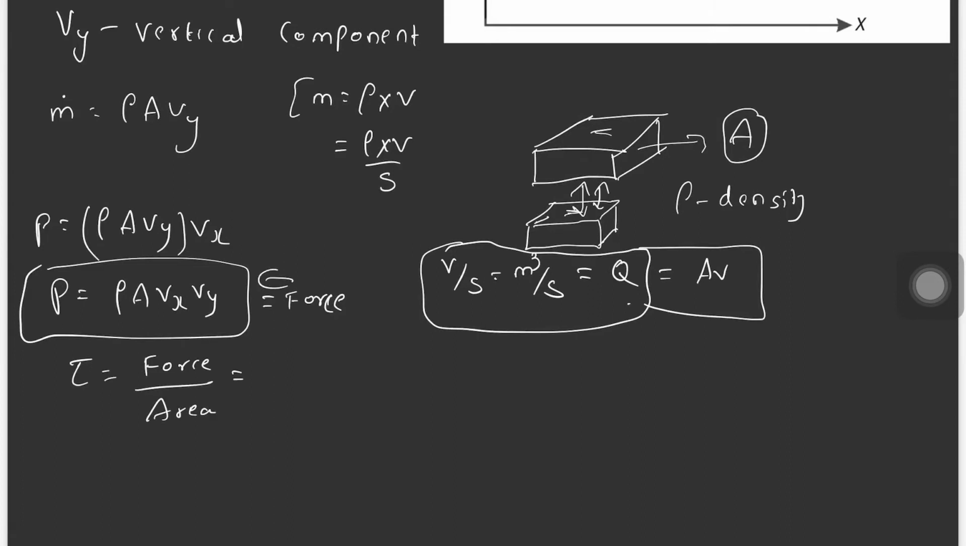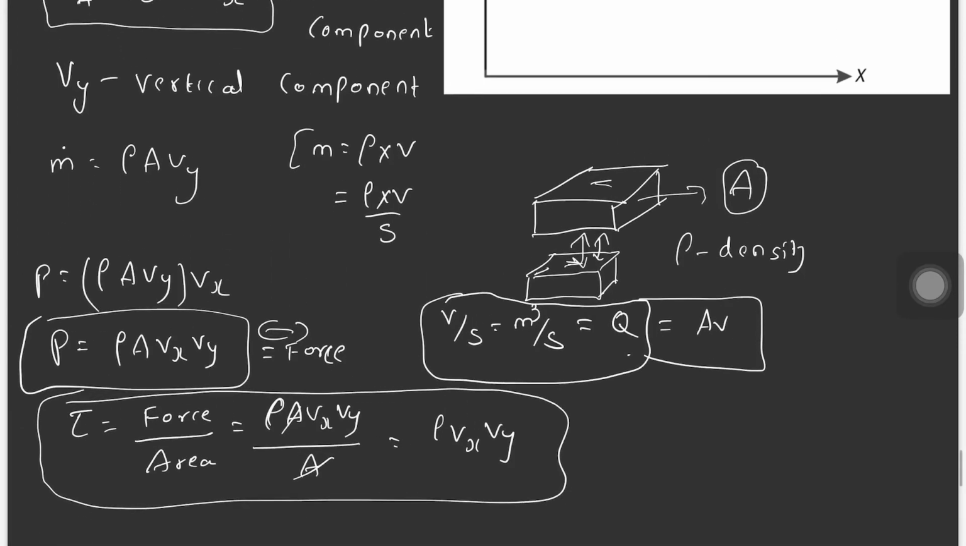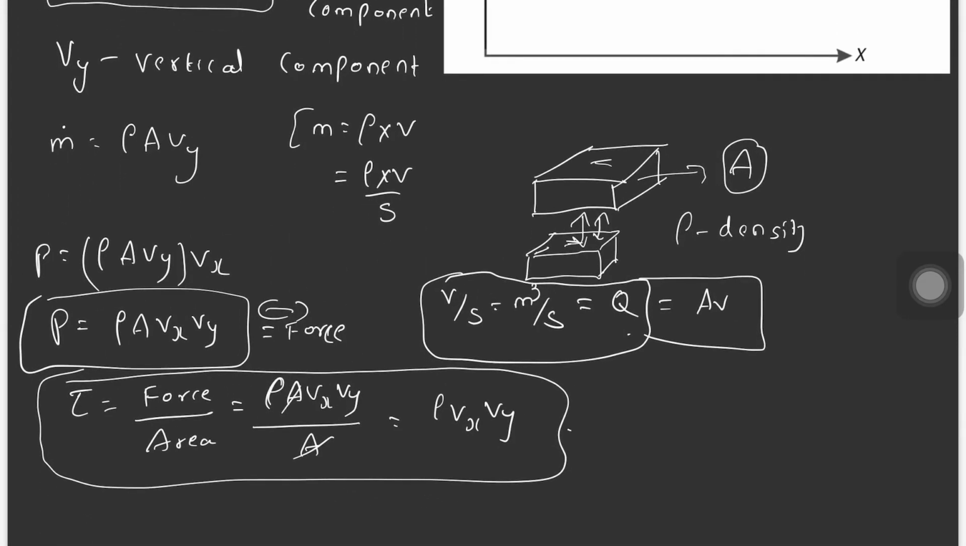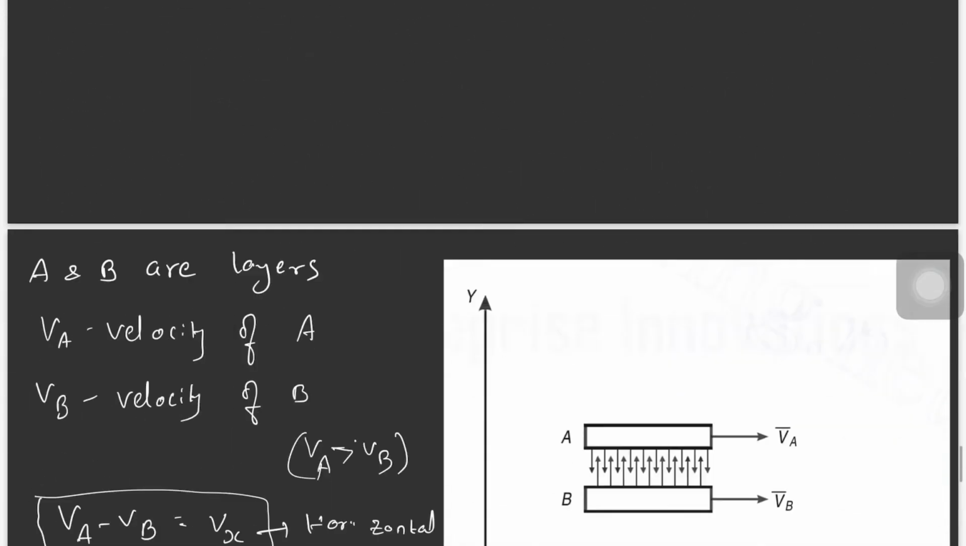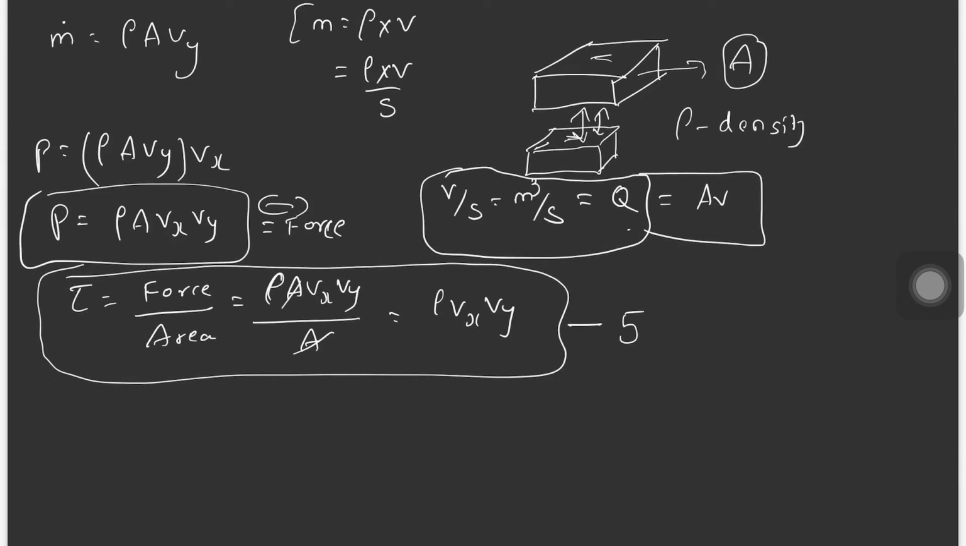Force is rho Vx Vy divided by area A. A gets cancelled, so we get rho Vx Vy. So this value is the instantaneous value of shear stress at a particular point. Let's call this equation number 5.